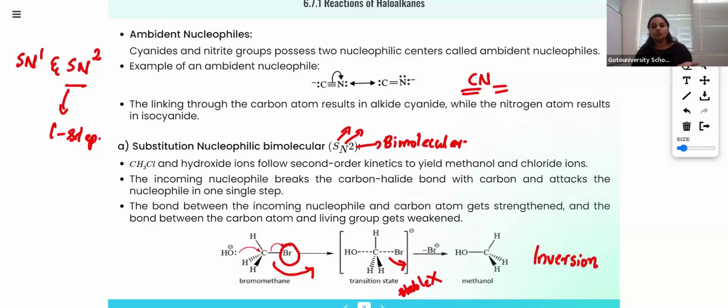Okay, so in SN2, S means substitution, N means nucleophilic, 2 means bimolecular, because here the rate of the reaction depends on both the concentration of the attacking nucleophile and the reactant. So that's why they are called that, because two molecules are involved in the rate determination step of the reaction. So they are SN2 reactions, that is bimolecular. So here the product is having inverted configuration. This is a single step process, that is the bromine is leaving and OH group is attacking in the same step. Okay.